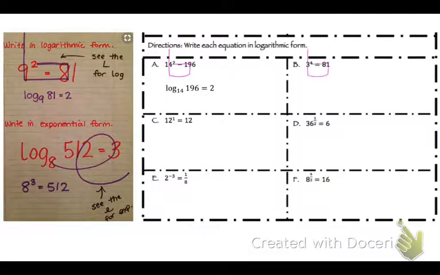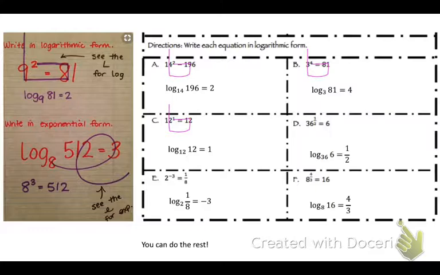Next one, log base 3 of 81 equals 4. Next one, log base 12 of 12 equals 1. You can do the rest of those. Those are the answers there.